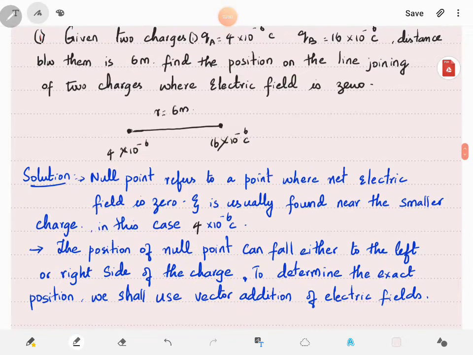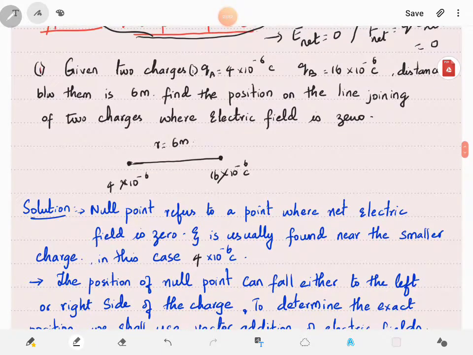Okay. So we are given two charges. The two charges are 4 into 10 power minus 6 Coulomb located at A, and one more charge, 16 into 10 power minus 6 Coulomb, located at B, and the distance of separation between both charges is given to be 6 meter.